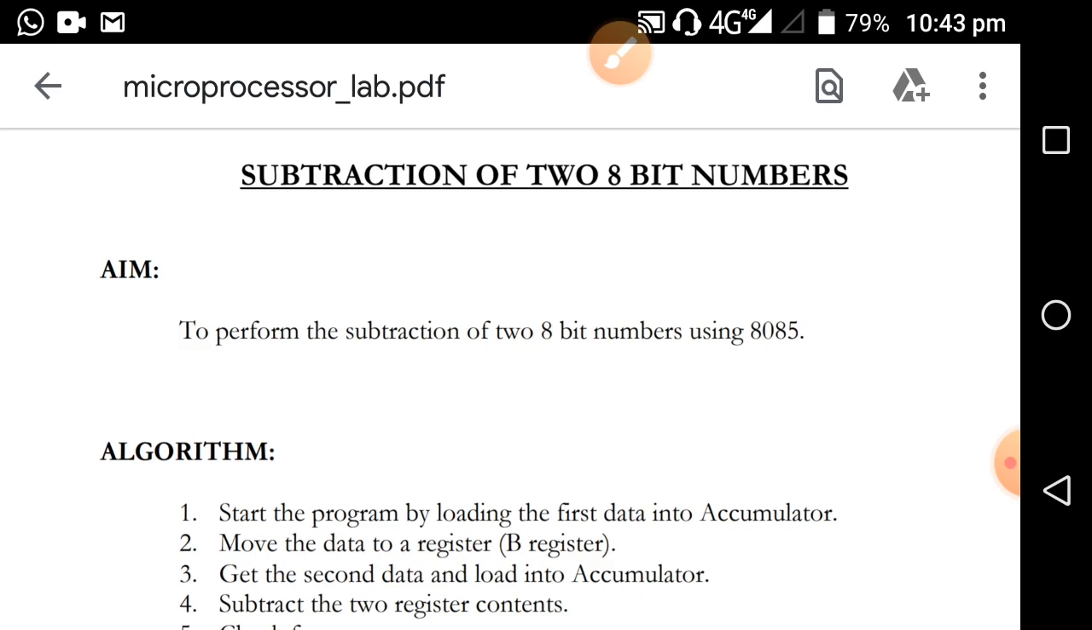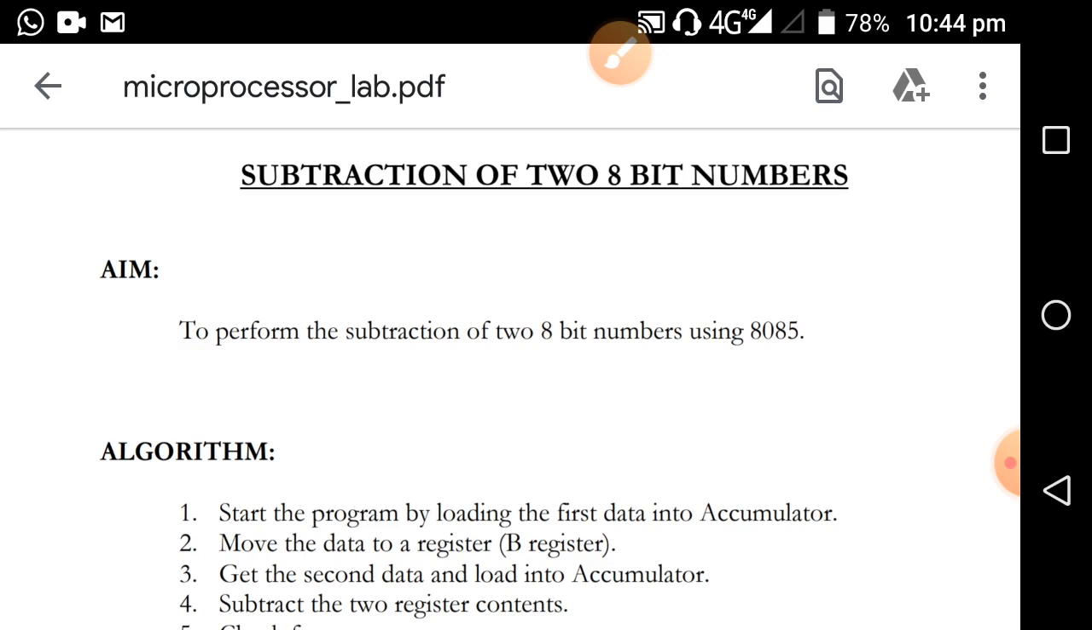You know that if we subtract the greater number from the lesser one, then the borrow will be taken. That means the carry flag will be 1. If the carry flag is 1, then we need to take the 2's complement of the difference which is present in the accumulator after the subtraction process. If there is no borrow, that means the carry flag is 0, then there is no need to take the 2's complement, and we directly store the content of the accumulator, which is the difference, into the appropriate memory location.